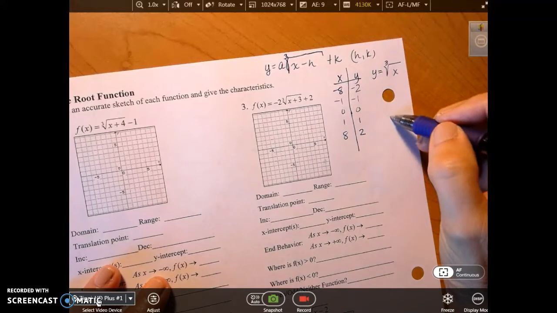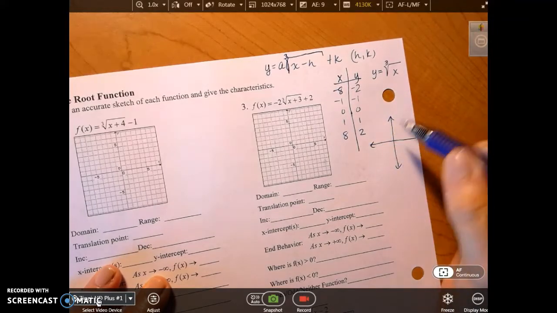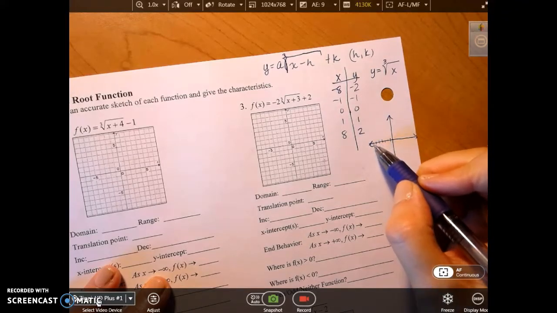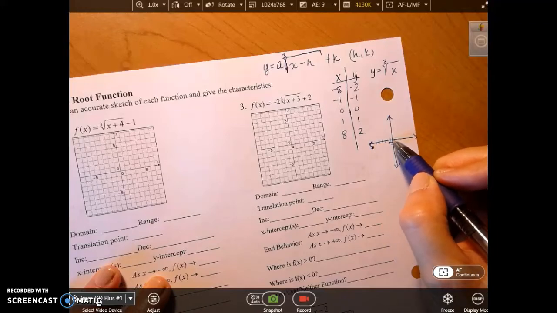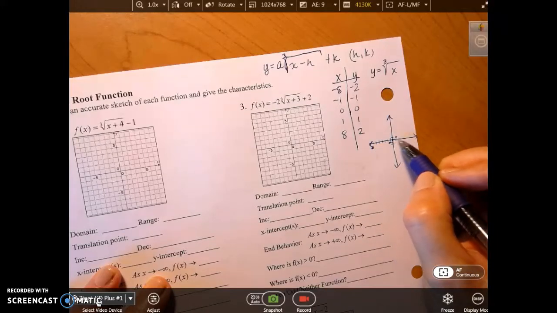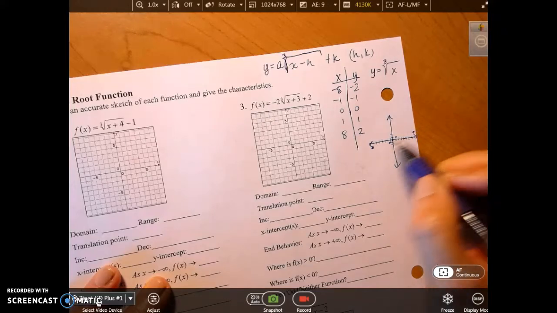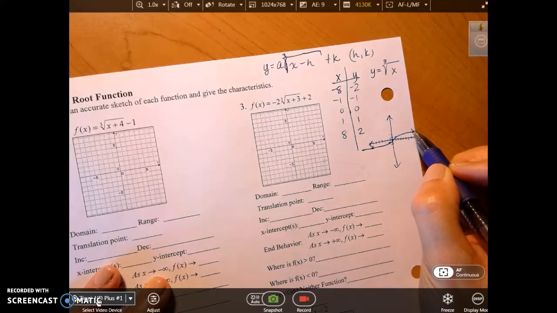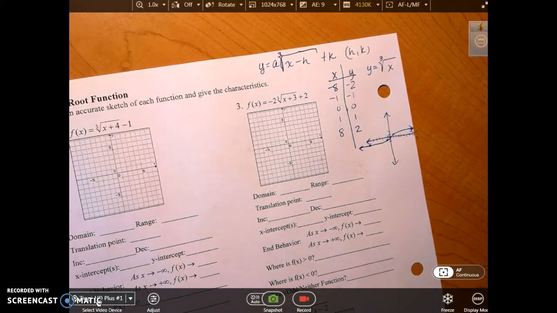So to sketch this, I'm going to go 8 to the left and down 2. I kind of ran out of room there. So be right about there. 1 to the left is down 1. I'm at 0. 1 to the right is up 1. 8 to the right is up 2. So roughly over here. I just want to show you the general shape. That is what it looks like. It's almost like a stretched out S, if you will. So that is our other new function.